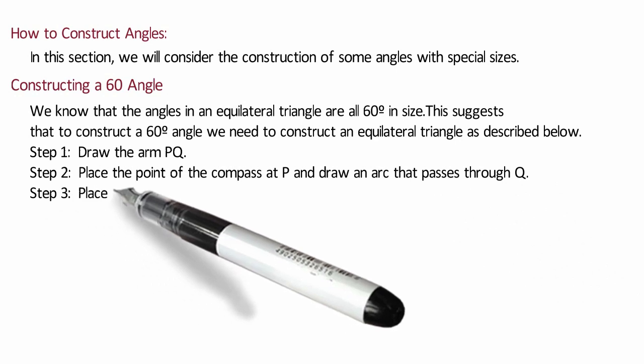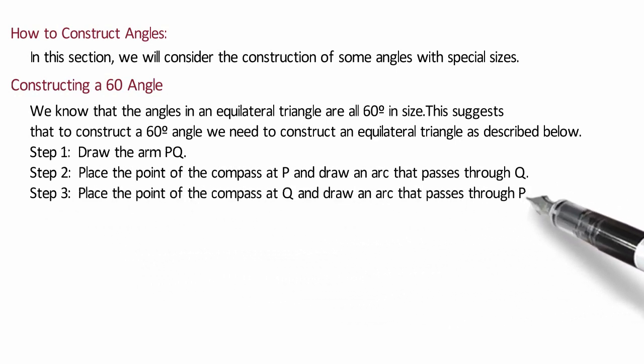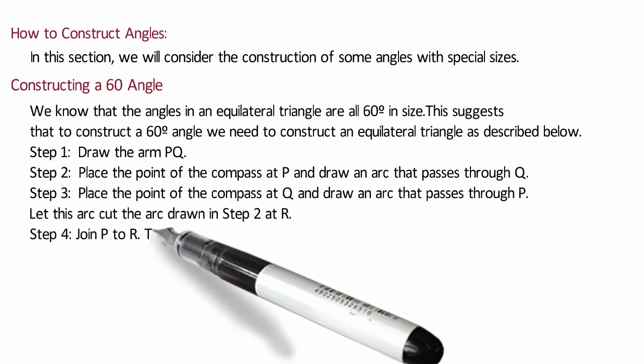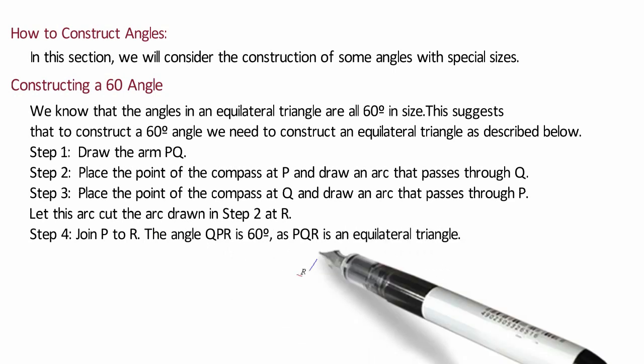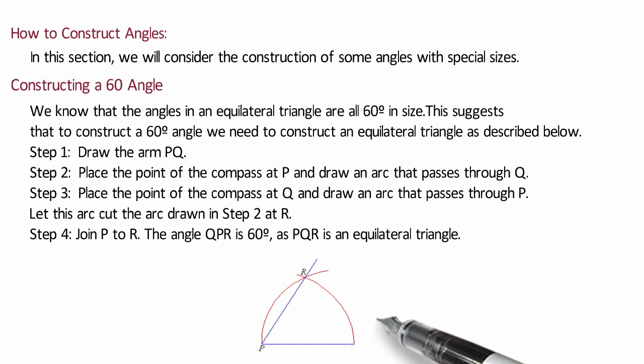Step 1. Draw the arm PQ. Step 2. Place the point of the compass at P and draw an arc that passes through Q. Step 3. Place the point of the compass at Q and draw an arc that passes through P. Let this arc cut the arc drawn in step 2 at R. Step 4. Join P to R. The angle QPR is 60 degrees as PQR is an equilateral triangle.